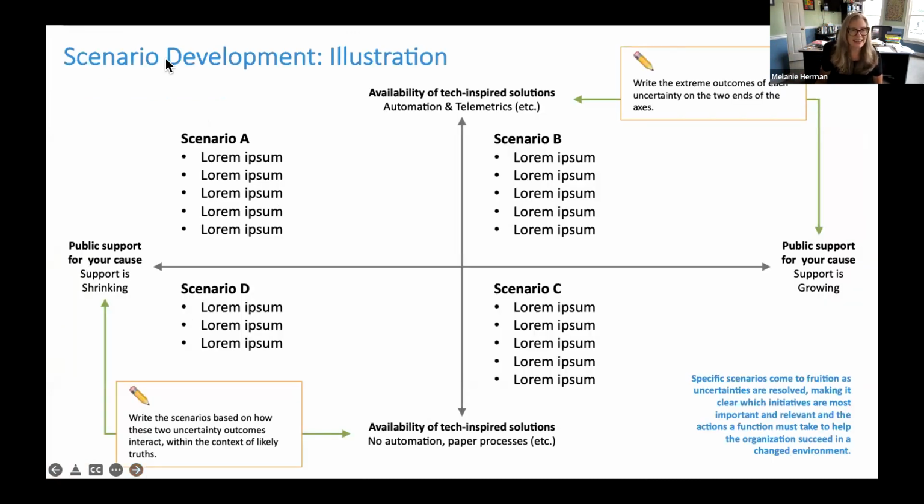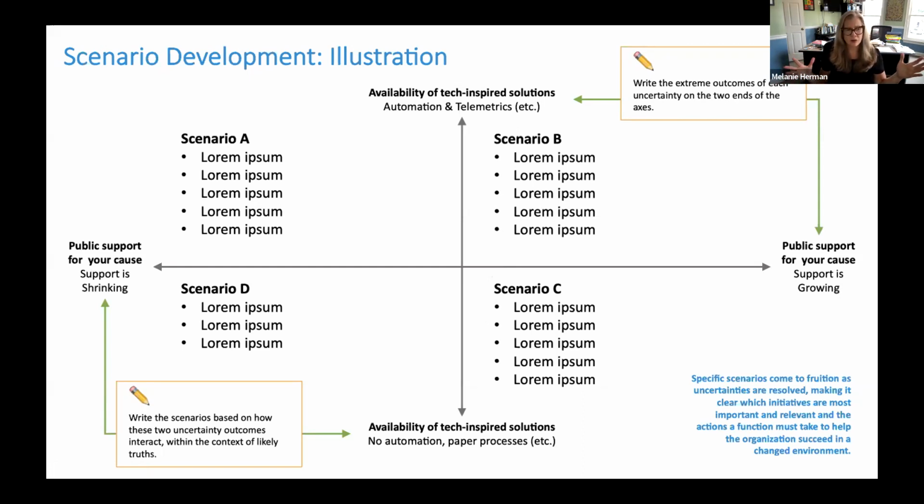So for this example, you'll see we've got two scenarios, right? We've got two extremes. So at the top of the screen, you'll see that the scenario has to do with automation. And one extreme is that we'll have easily and readily available tech-inspired solutions. So automated resources, telemetrics, and so forth will be readily available. The other extreme of this scenario is no automation. We're going to have to rely on paper processes.